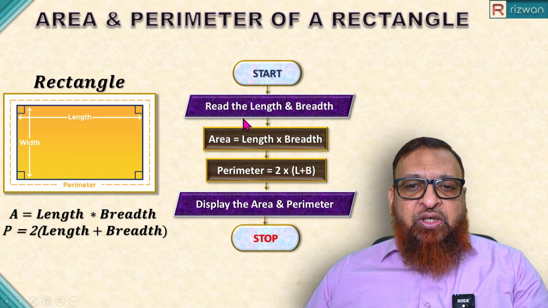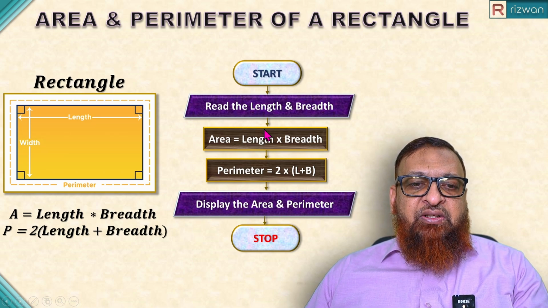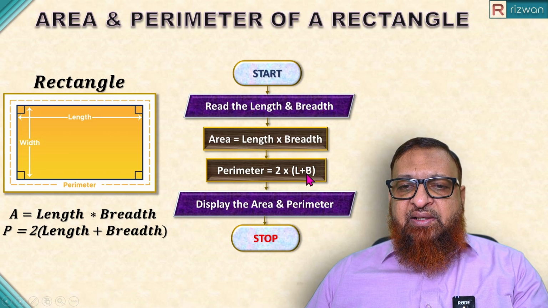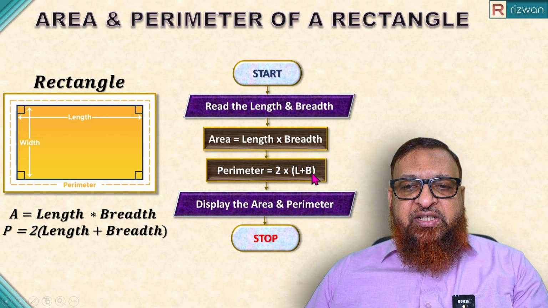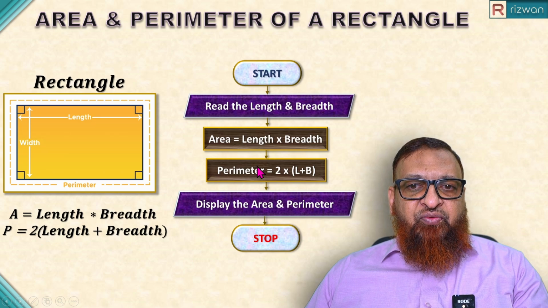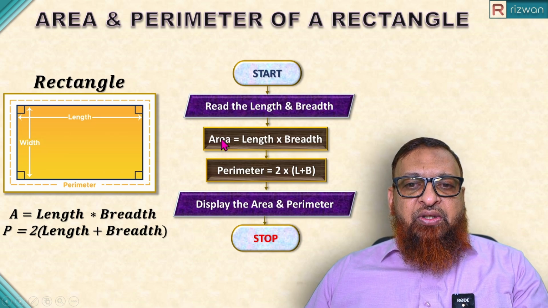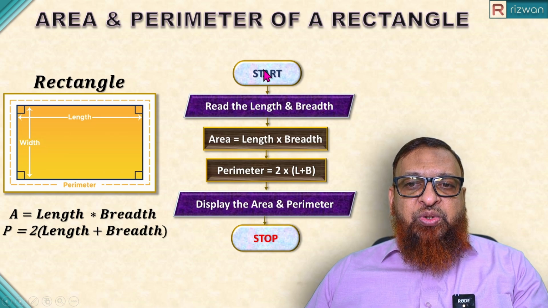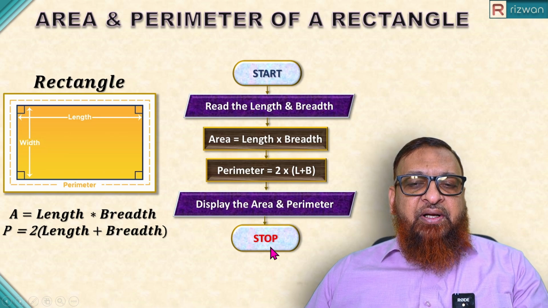This is the output. Then what is the process? Process is nothing but the formula. The formula is length into breadth for area, and the perimeter P is 2 into (L plus B), that is length plus breadth. So we have three things in this flow chart: one is the input, second is the process, third is the output. We also need to start and stop the program.